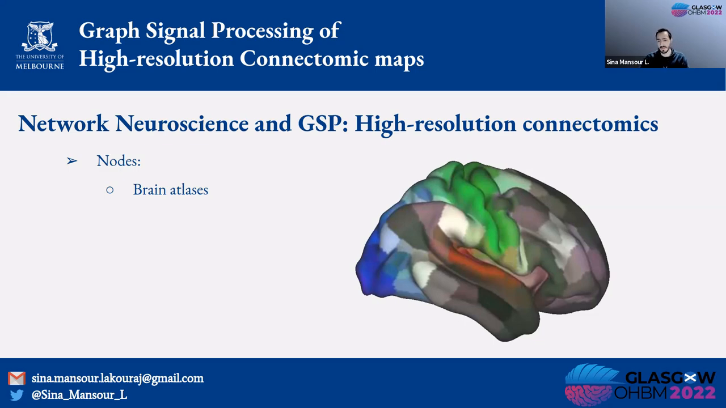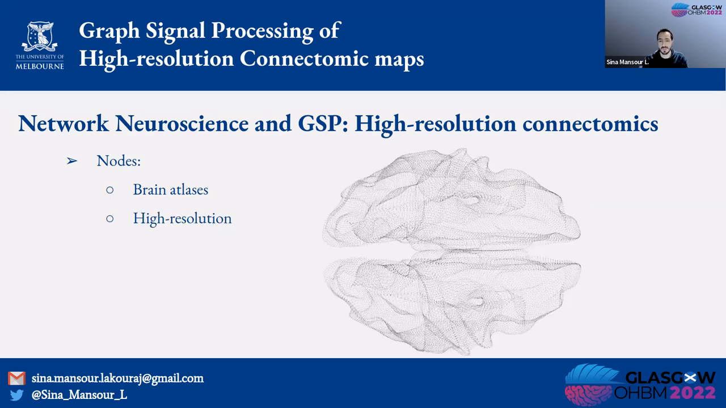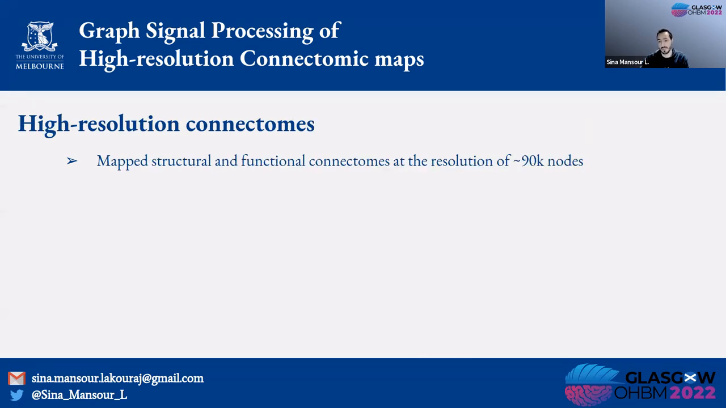However, we have recently proposed an alternative view in which we use the high resolution data available as a delineation for the nodes of the network. So basically, the nodes of the network are the cortical surface vertices or the voxels of the brain image acquired. And we would like to apply graph signal processing onto this high resolution connectomic structure.